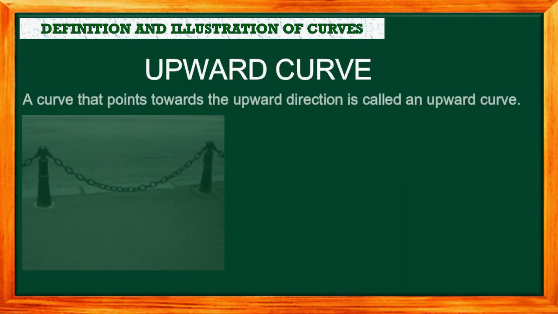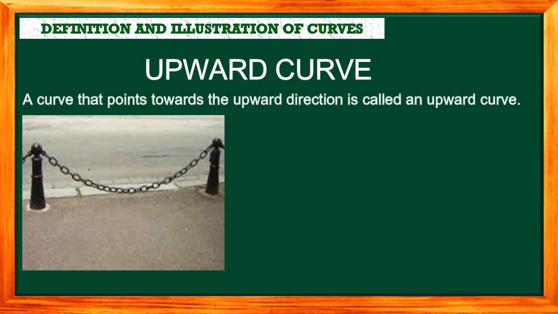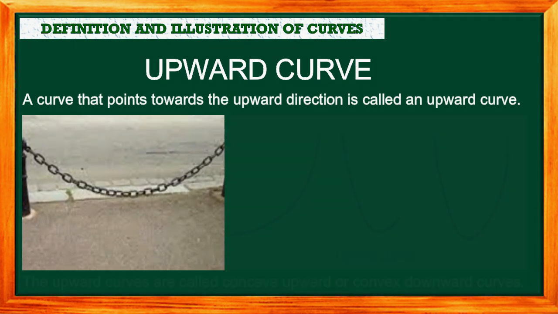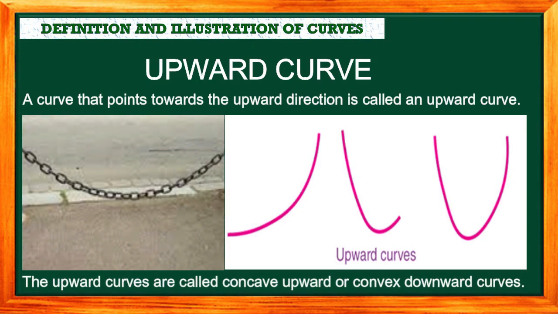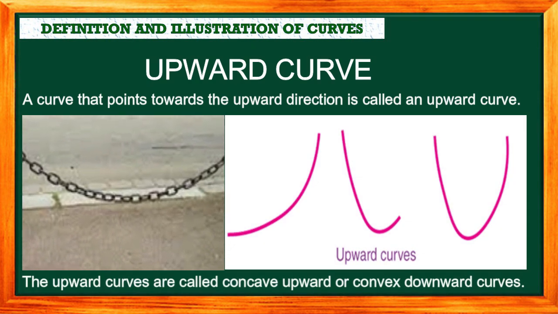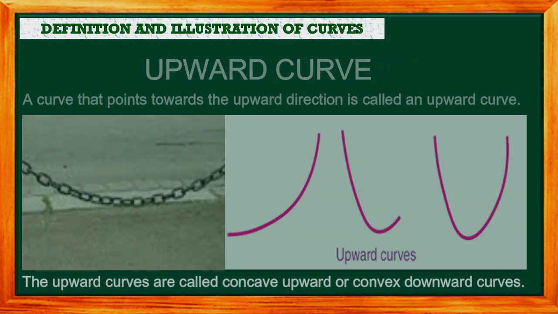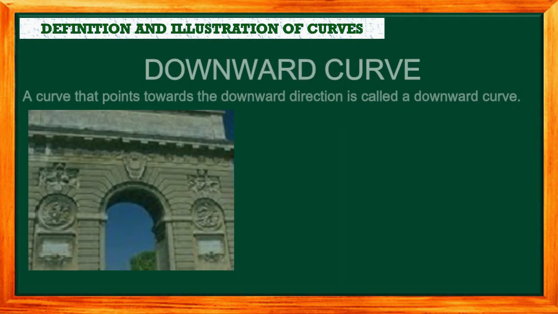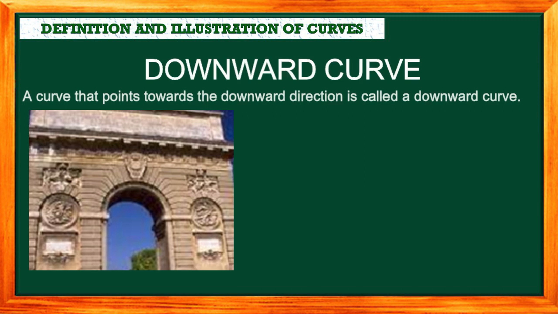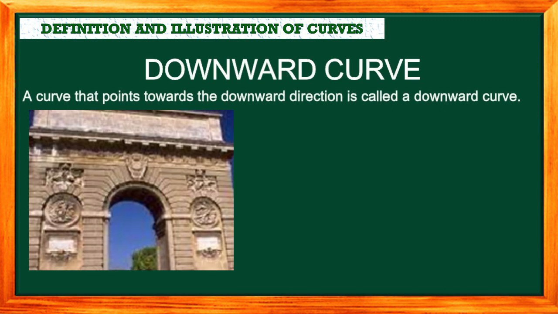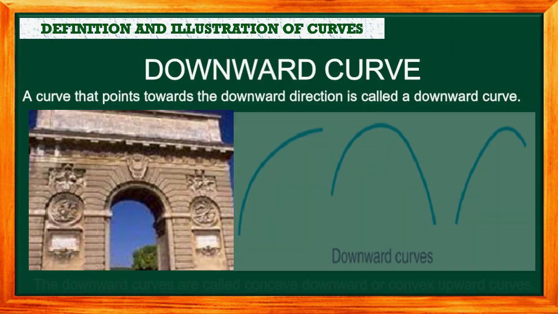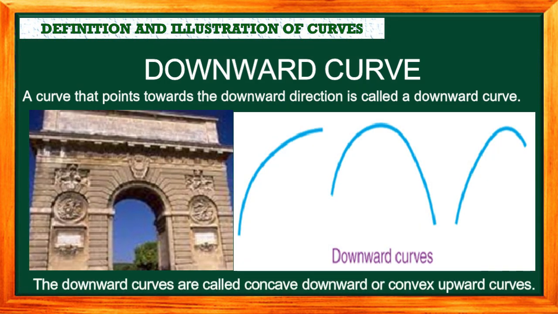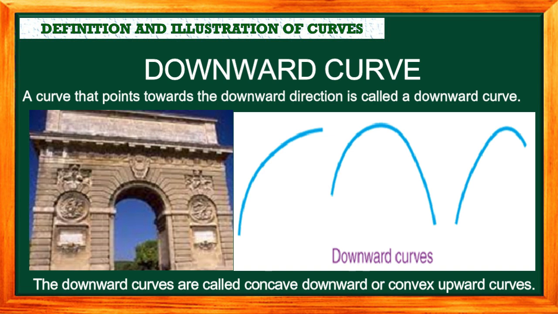Upward curve. A curve that points towards the upward direction is called an upward curve. The upward curves are called concave upward or convex downward curves. Downward curve. A downward curve is a curve that points towards the downward direction. The downward curves are called concave downward or convex upward curves.